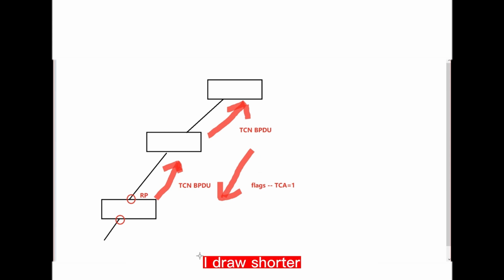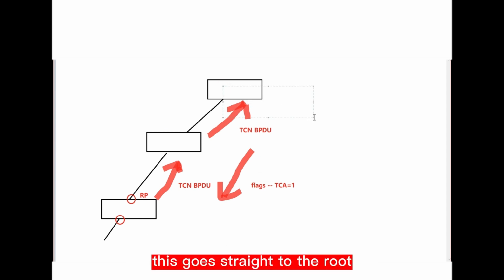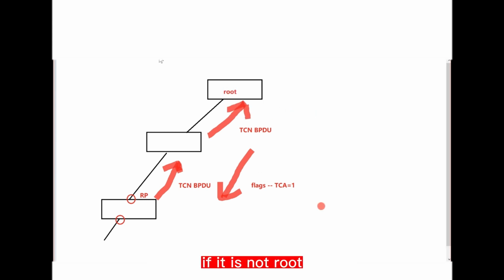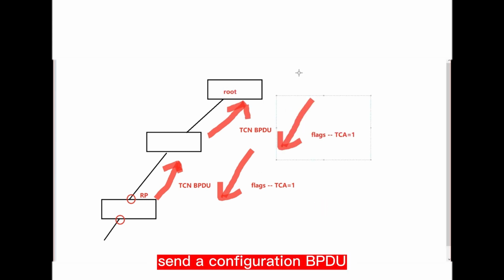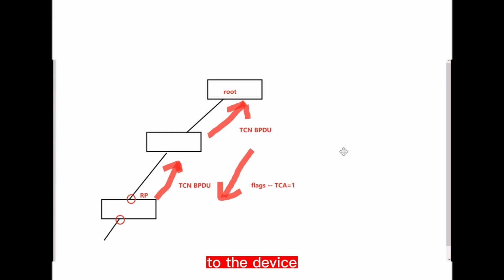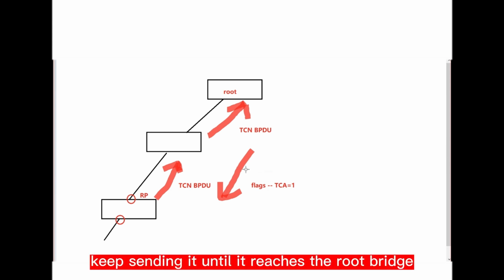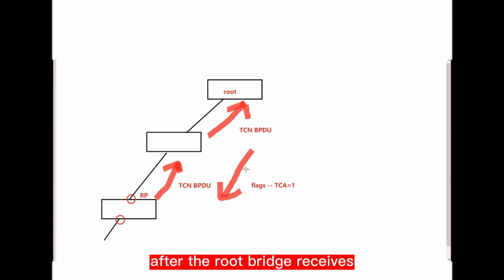I draw it shorter. This goes straight to the root. If it is not the root, the upstream device will then send a configuration BPDU to the device, telling it to stop. Then it goes up, and it keeps sending until it reaches the root bridge. After the root bridge receives it, it sends a configuration BPDU.